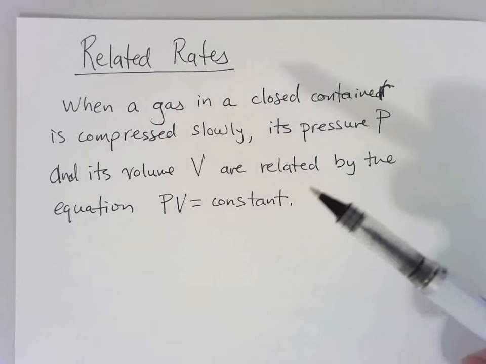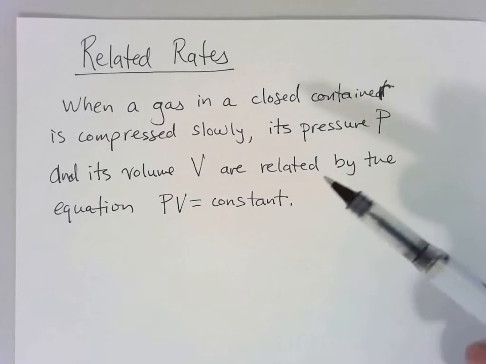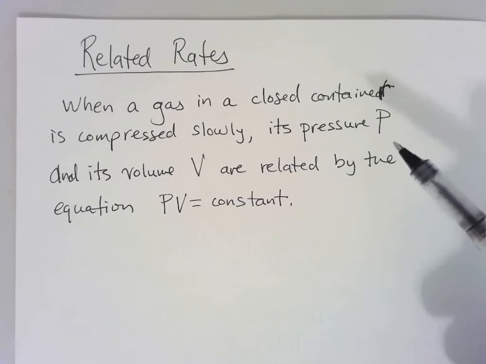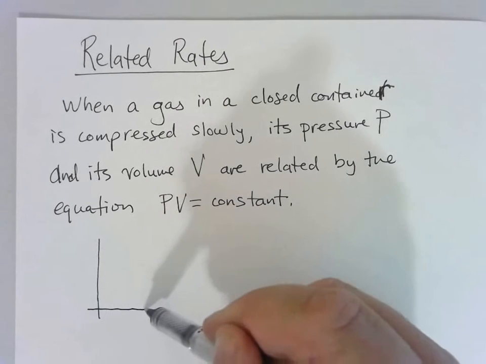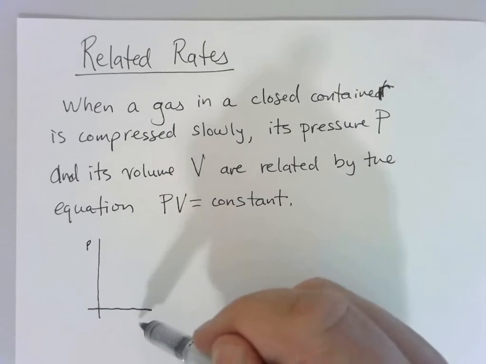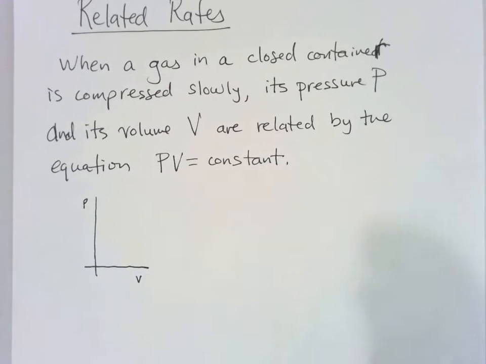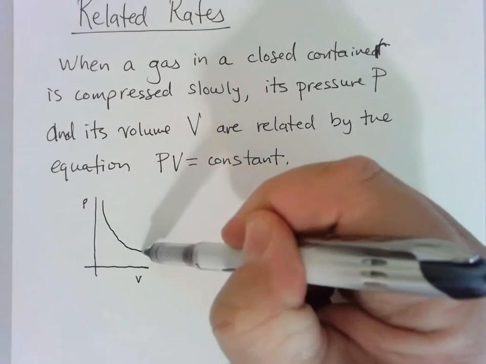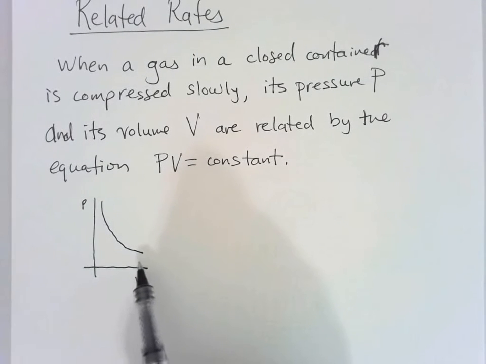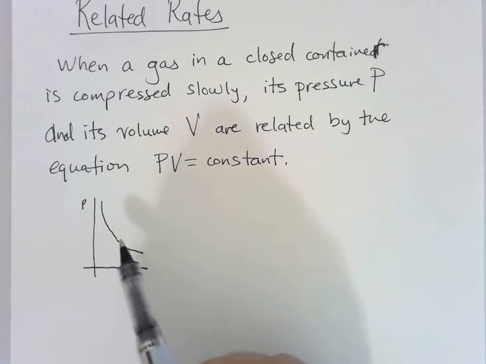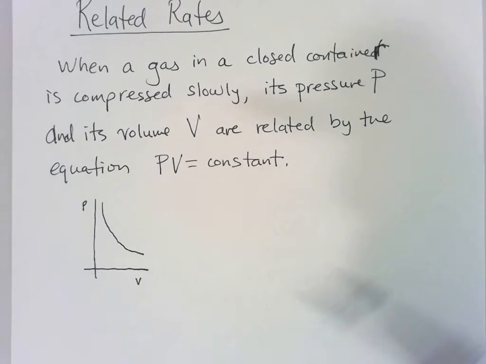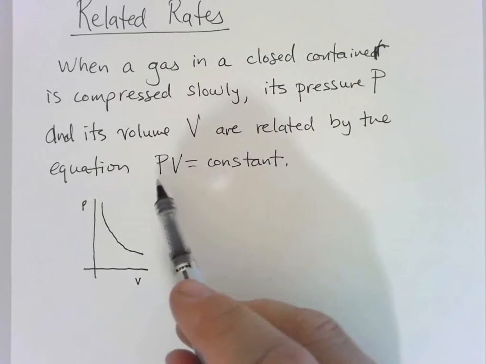The ideal gas law tells us that when a gas in a closed container is compressed slowly, its pressure, P, and its volume, V, are related by the equation P times V equals a constant. Now, you don't need to be able to do this in order to do related rates problems. What this means is if we were to graph pressure and volume on axes like this, there's an equation that looks like this. As the volume decreases, the pressure is going to go up. And as the pressure goes down, the volume will increase. So we have this simple relationship between pressure and volume.